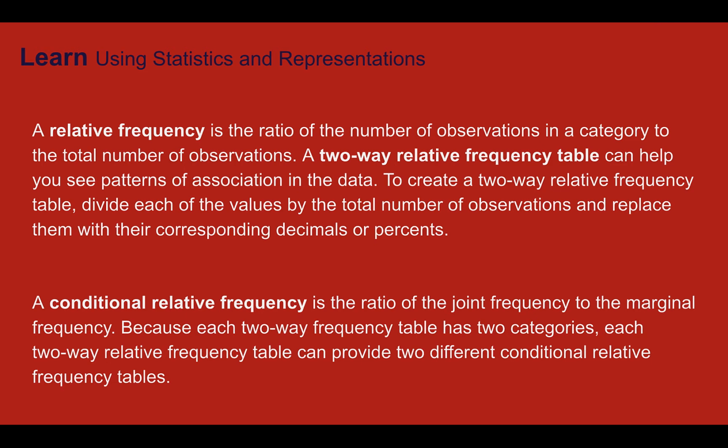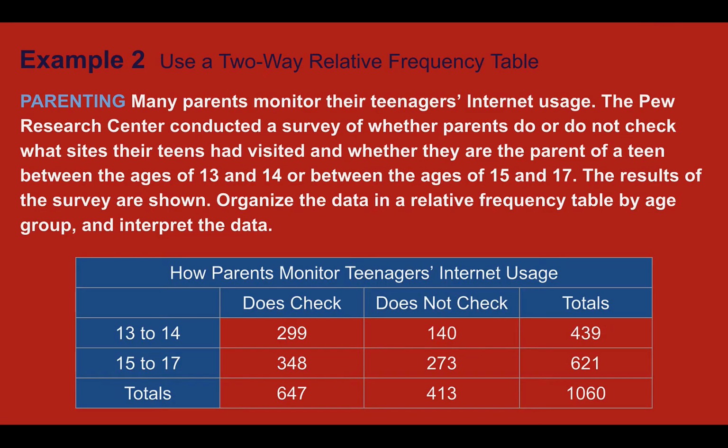Similarly, a conditional relative frequency is the ratio of the joint frequency to the marginal frequency. And because each two-way frequency table has two categories, each relative frequency table can provide two different conditional relative frequencies, depending on if you use the marginal frequency on the right side or the marginal frequency at the bottom.